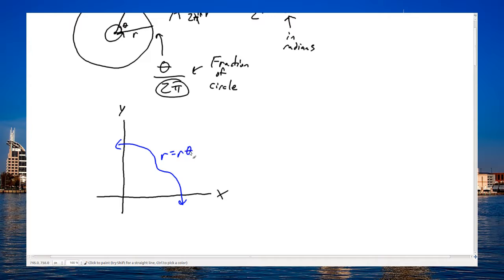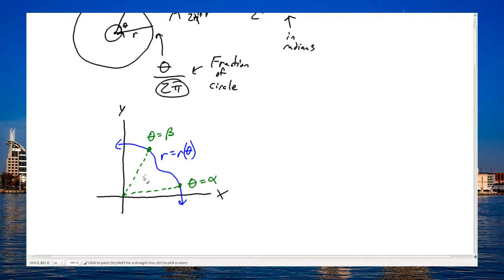The r is given by some function r of theta, and I want to know what the area is between that curve and the origin given by a couple of theta values. Let's say this is theta is equal to alpha, this is theta is equal to beta. And so I want to know, what is this area right there? So one thing I can do is I can split this up into a Riemann sum.